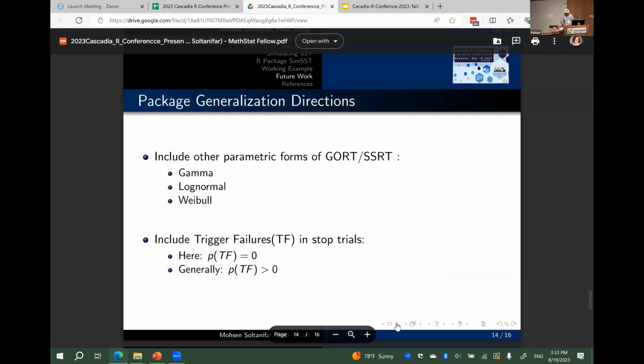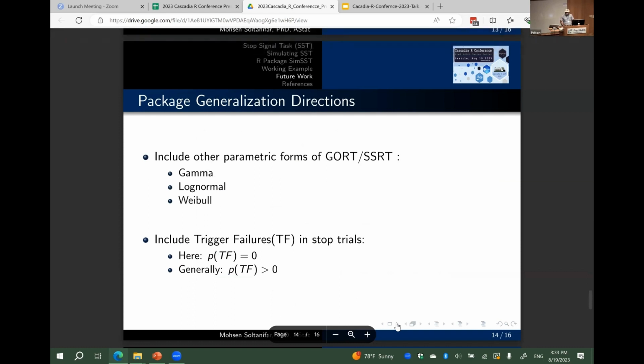There are several directions to develop this package further, for other distributions like gamma, log normal, and Weibull, and also for a positive probability of trigger failures. Here we assume that when you want to stop, you stop, but sometimes even when you want to stop the process, you can't. This scenario is not developed yet, so there is a chance to develop the package.